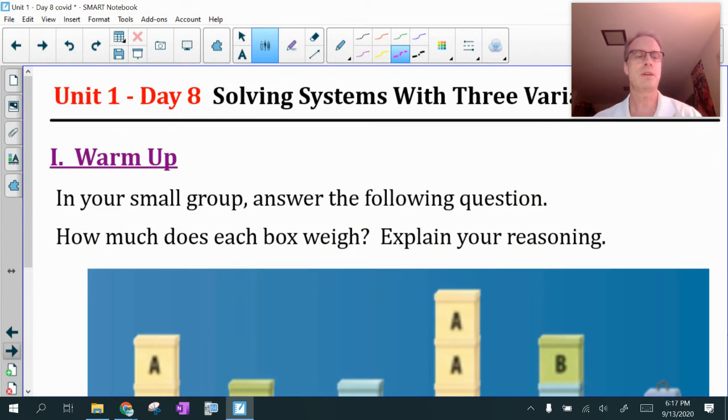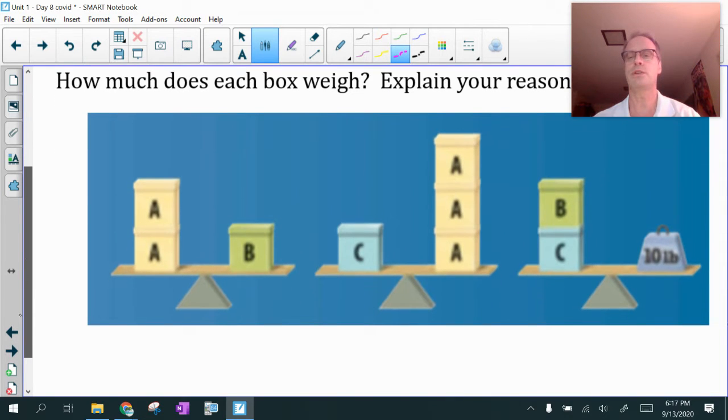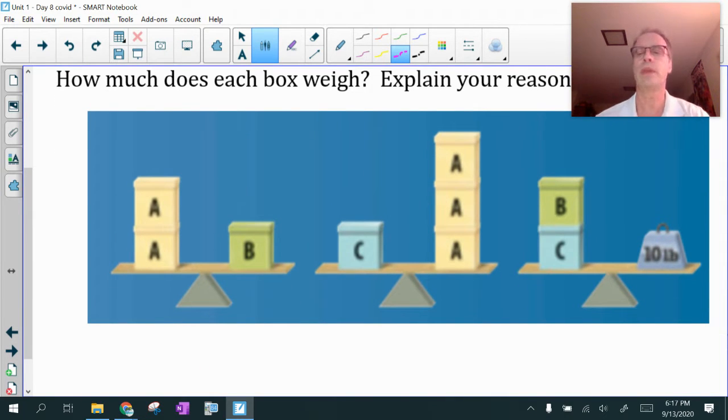So let's take a look at an example. Now this is technically a warm-up, and what I would like you to do is please look at this figure, and you have all the information you need to be able to solve for the weights of box A, box B, and box C. And what I would like you to do is take this, pause the video, and see if you can figure out how much each one is. And I'll give you guys a couple seconds.